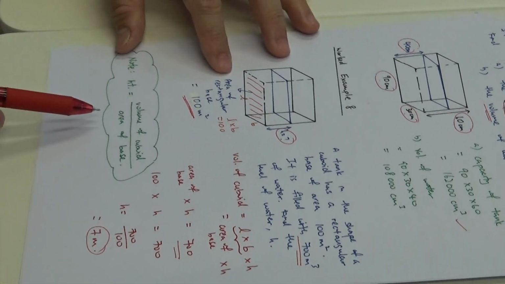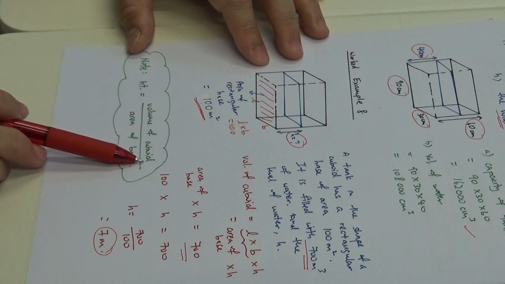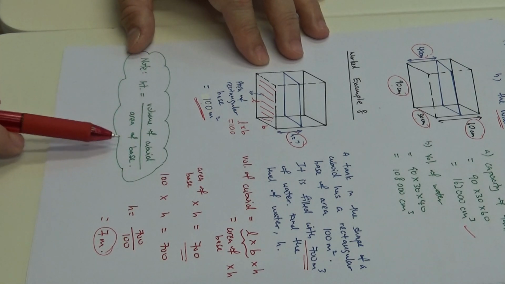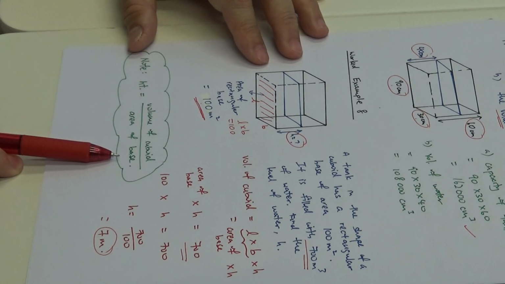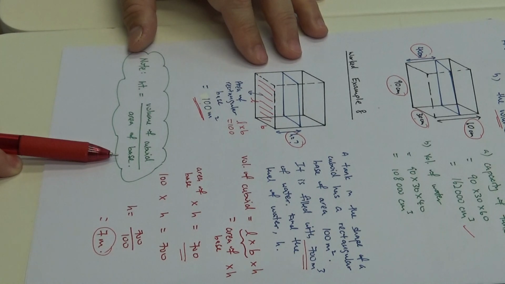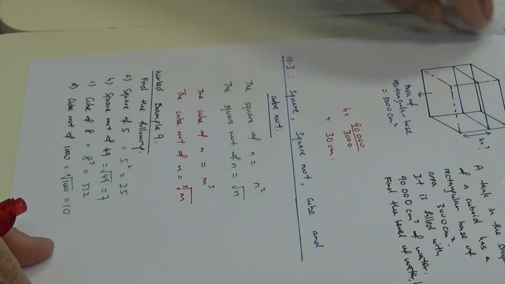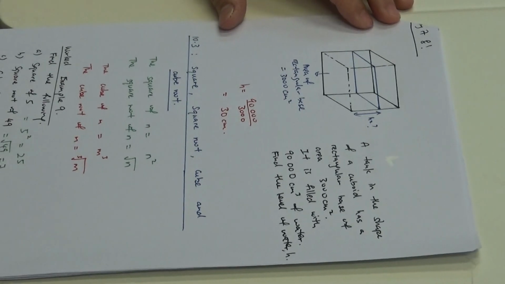Now this can be summarized in this particular formula. The height that is required to be found will be the volume of the cuboid divided by the area of base. You may like to write this formula down in your textbook on a blank space. Okay, write this somewhere in the blank space that is in your book.